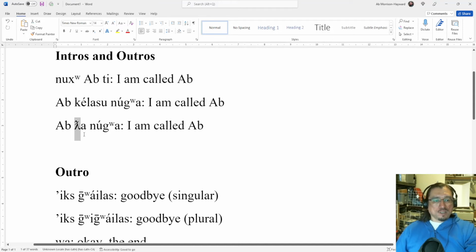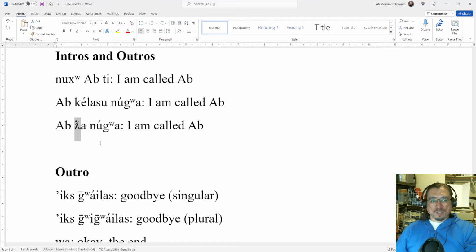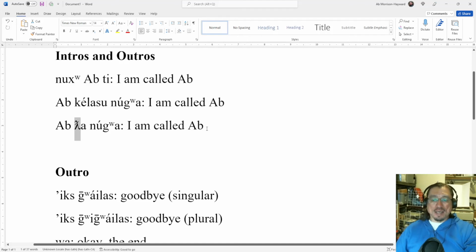So this symbol here, this is called a barred lambda, and it's the equivalent of a T and an L together. So some people might get confused and pronounce it more like a kl sound, like a CL or a KL, but it's actually TL, tla, tlanugwa.